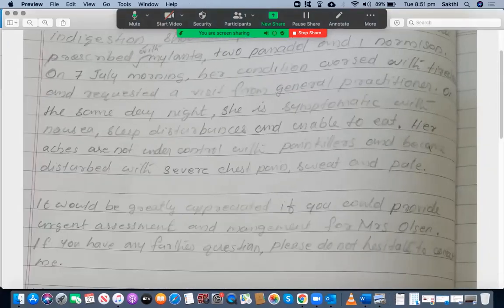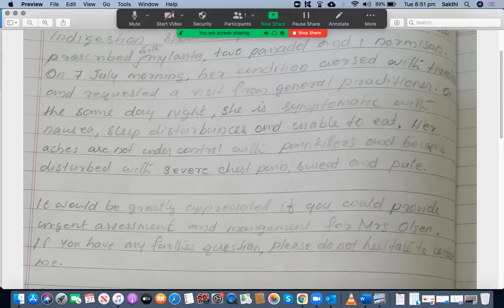All right, let's go to the next one. Her aches are not under control with the painkillers and become disturbed with severe chest pain, sweat, and pale.